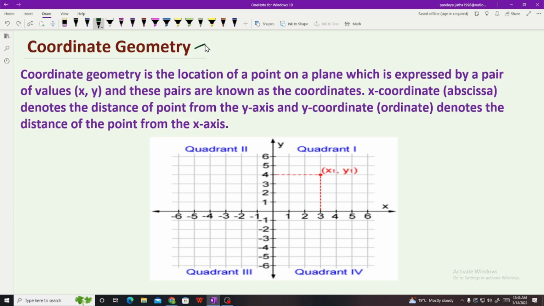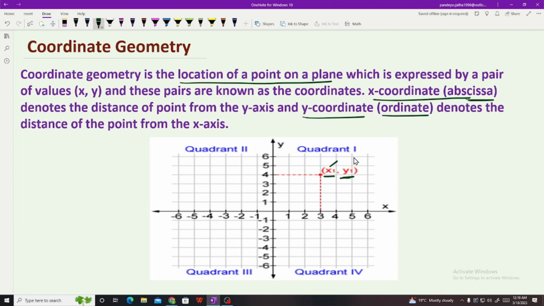Before moving to the concept of this chapter, let's recap the basic knowledge of coordinate geometry which you had studied in the previous classes. Coordinate geometry is the location of a point on a plane which is expressed as a pair of x and y. So here the point is referred to as x1, y1, and these pairs are known as the coordinates. The first value is always the x coordinate, which is referred to as abscissa, and the second value is always the y coordinate, which is referred to as ordinate.